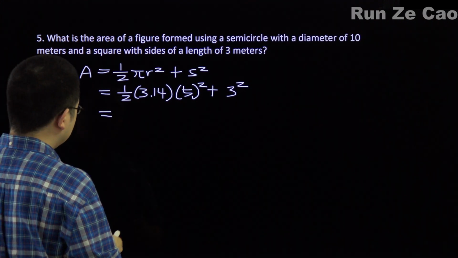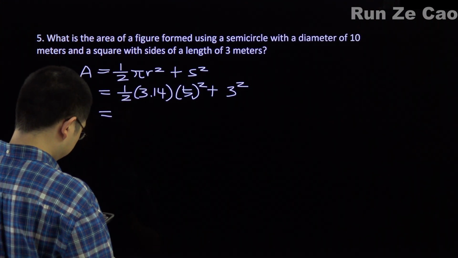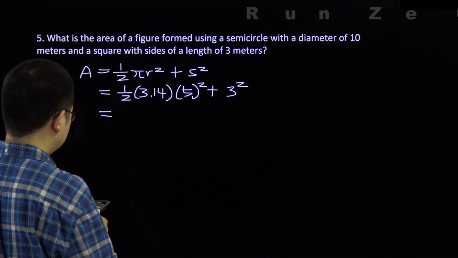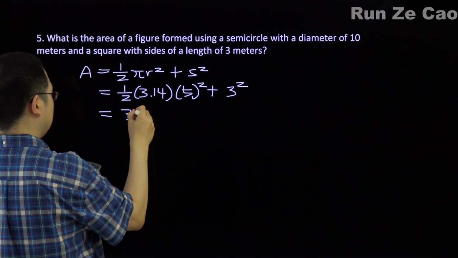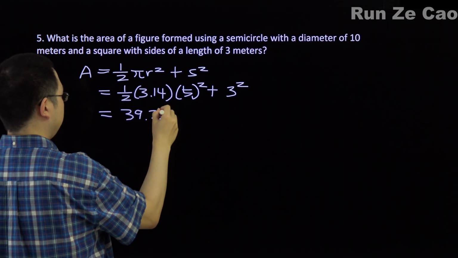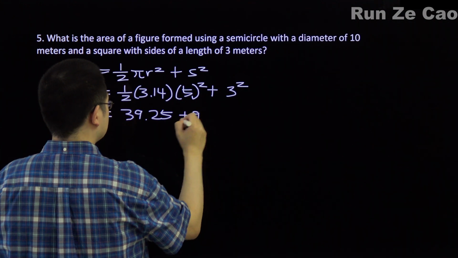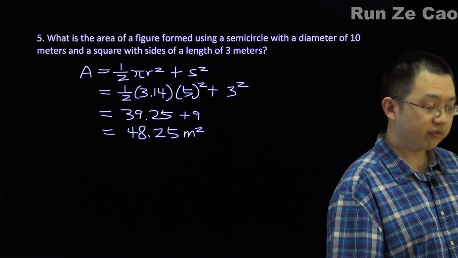So that leaves us with 1.57 times 25. So 39.25, plus 3 squared, so plus 9. So yeah, 48.25 meters squared.